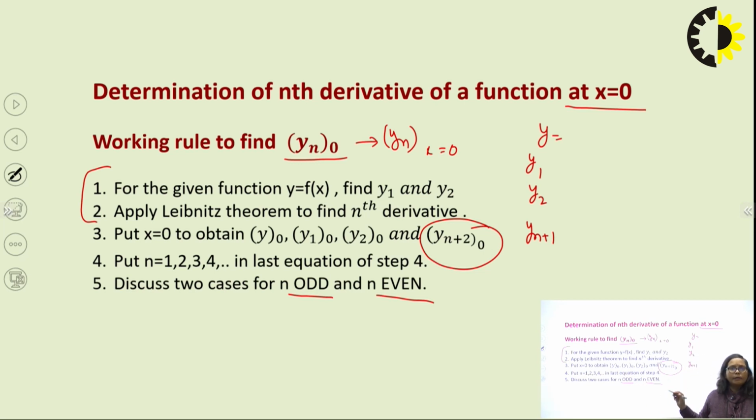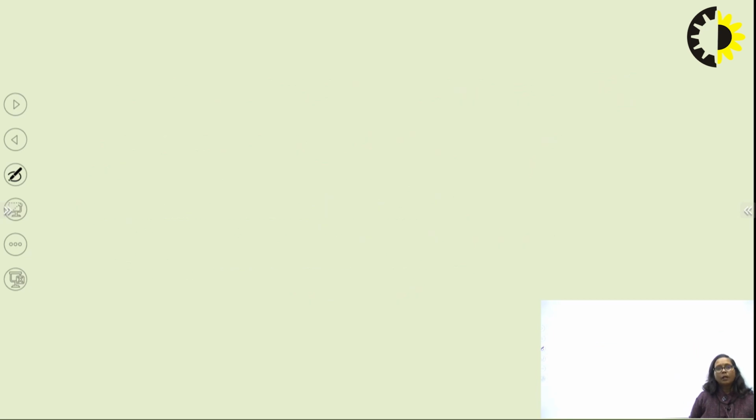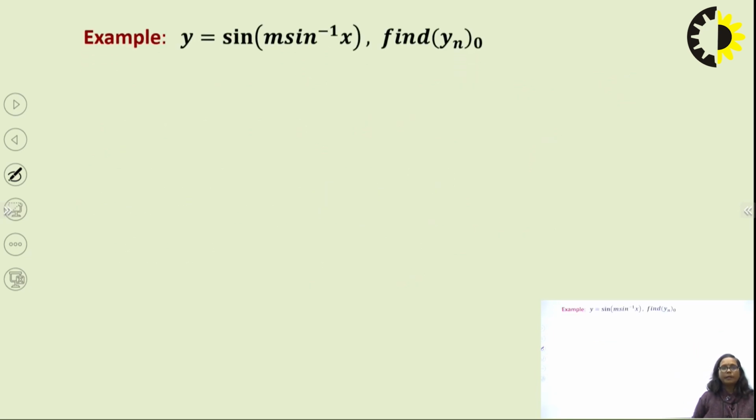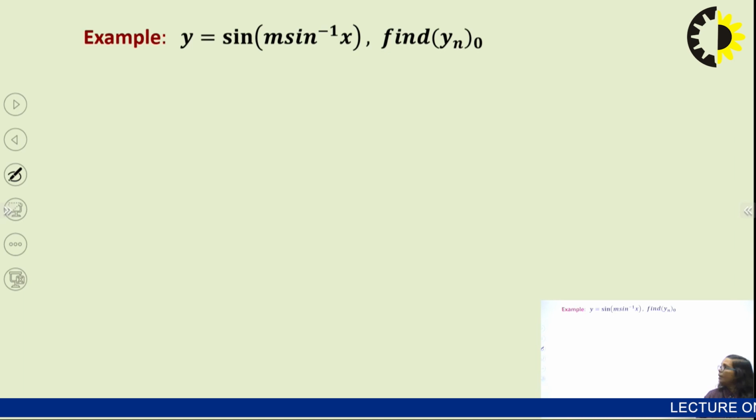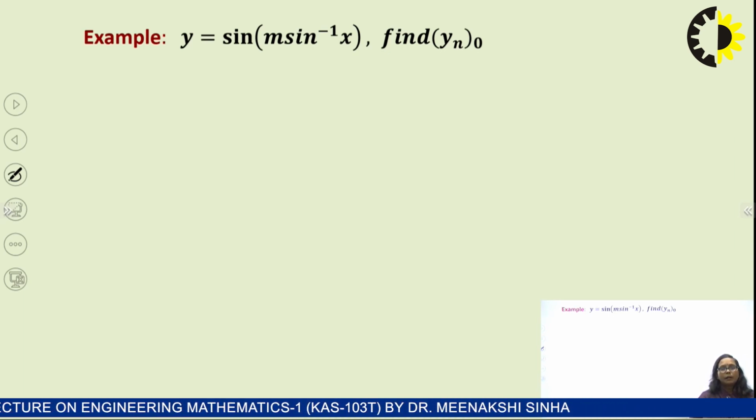So this is one of the applications of the Leibniz theorem, that by using Leibniz we are able to find the nth derivative of the function at x equal to 0 also. Now look at an example of this. The first example: if y equal to sin(m sin⁻¹ x), then find y_n(0).